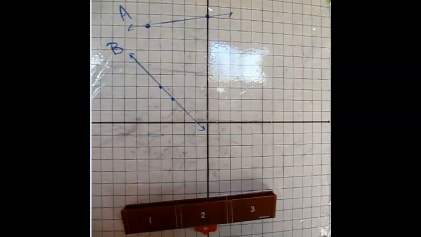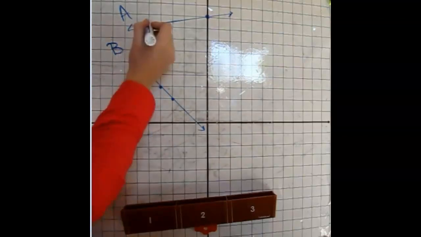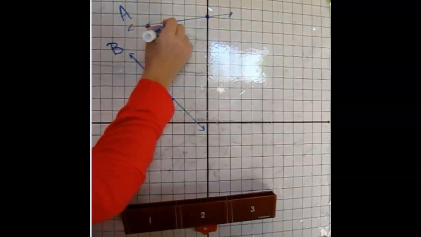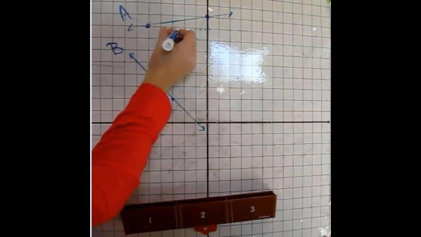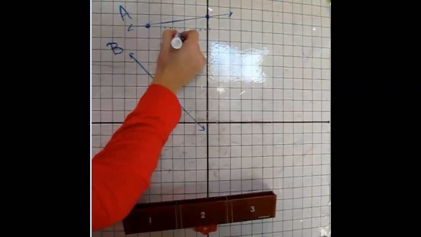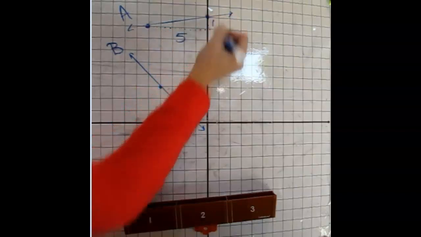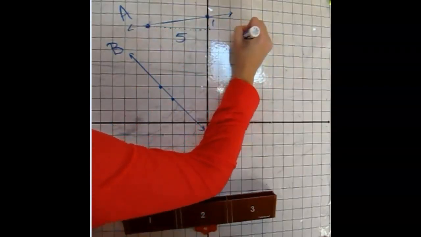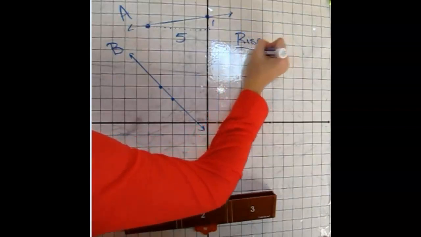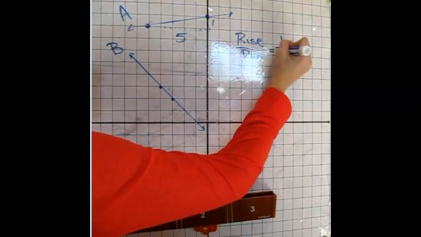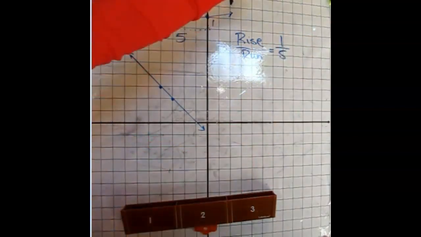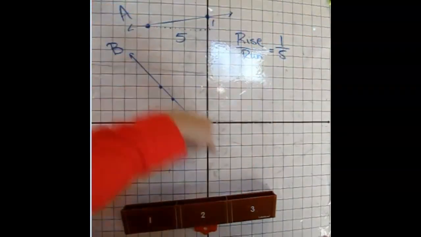So I'm going to use a triangle to figure out what the rise and run is from one point to the other point. So I went straight over 1, 2, 3, 4, 5, and then straight up 1, using the grid to draw my triangle. And rise over run is 1 over 5. This is a positive slope because it's going up from left to right, so I'm going to leave it positive 1/5.